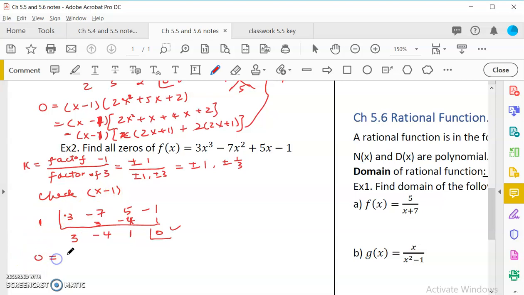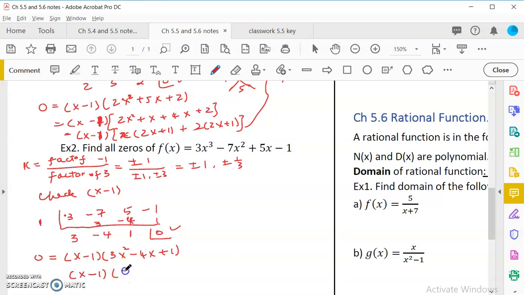You can say 0 equal to x minus 1. And then the other factor is the quotient, 3x squared minus 4x plus 1. This is exactly the quotient. So this one is factorable, right?